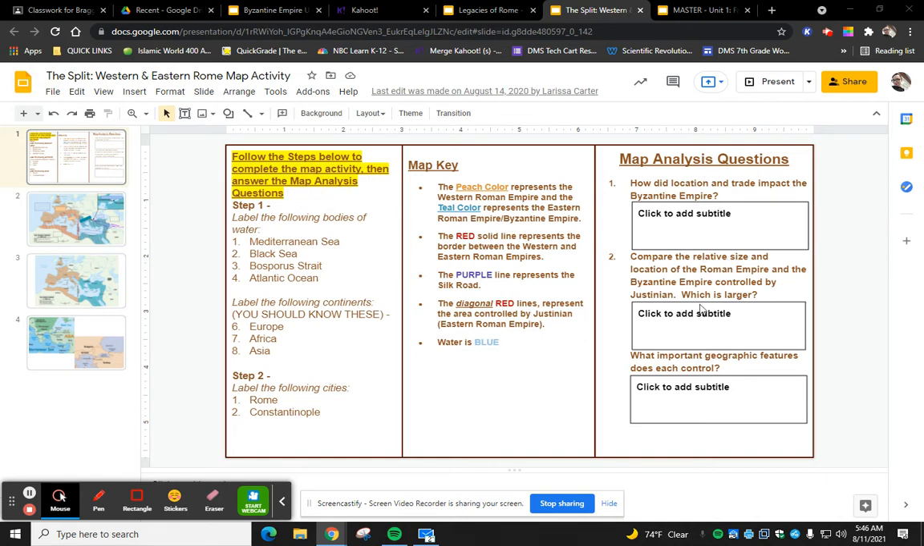Our instructions say to follow the steps below to complete the map activity, then answer the map analysis questions. The questions are over here on the right. We can see it, map analysis questions 1, 2, and 3. That's supposed to be 3. You know what I mean.